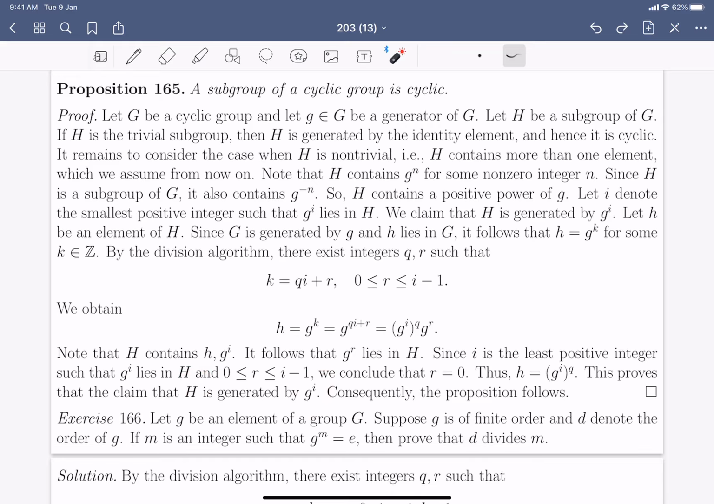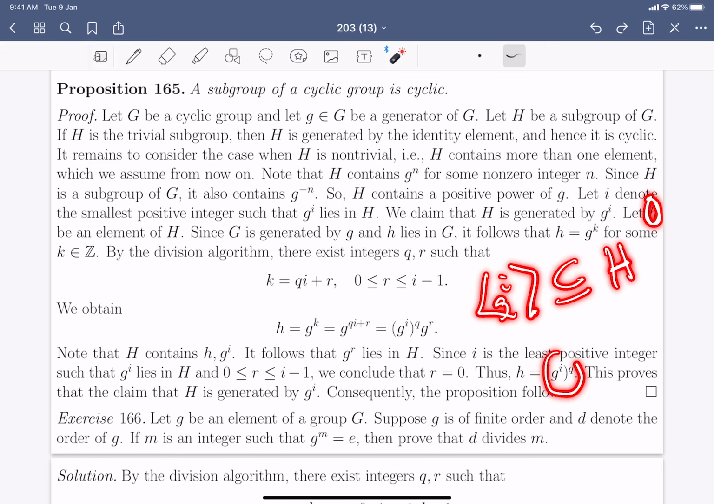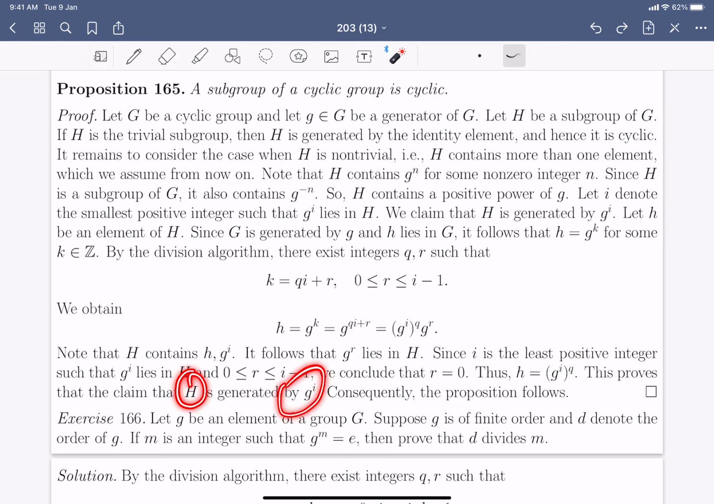Note that g^i lies inside H, so all the powers of g^i have to be contained inside H. Since H is a group and g^i is contained inside H, it follows that the subgroup generated by g^i is contained inside H. We wanted to show that this is an equality, so for that we picked an element little h from H, and we showed that little h is a power of g^i. So we have established that H is generated by g^i.